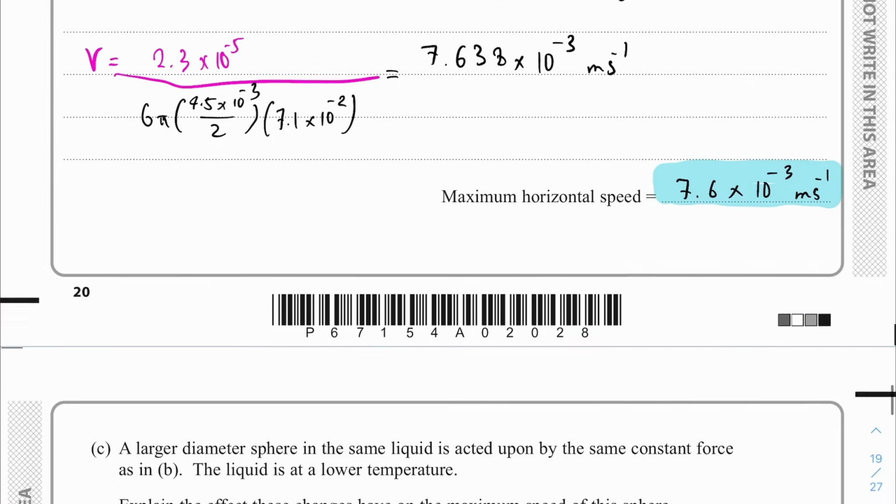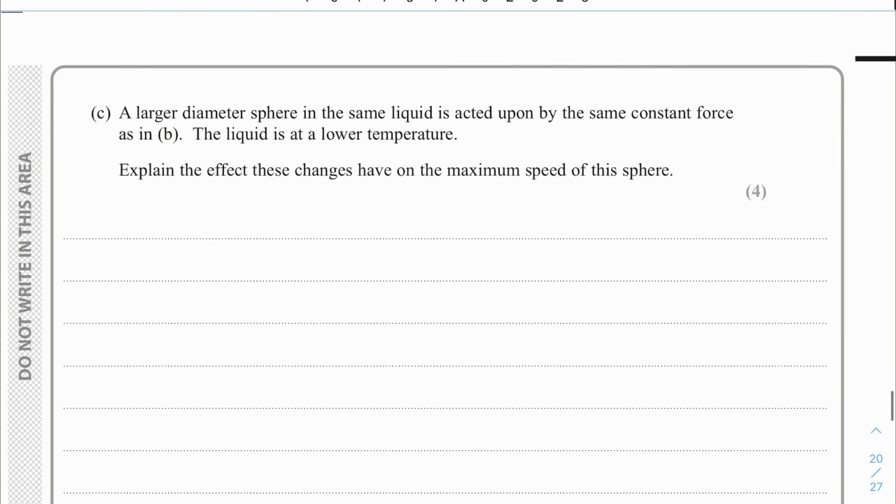Alright, then we can say part C: a larger diameter sphere in the same liquid is acted upon by the same constant force as in B. The liquid is at a lower temperature. Explain the effects these changes will have on the maximum speed of this sphere. So the first thing I noticed is the larger diameter means what? The radius is increased, right? And we know that we're talking about V here, and we know F equals 6 pi r V. I know V is force over all that, 6 pi r.